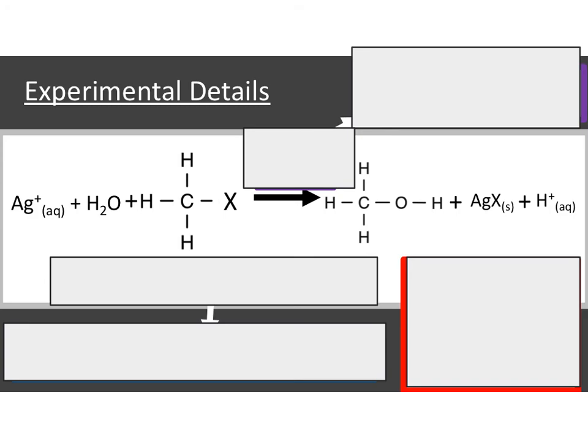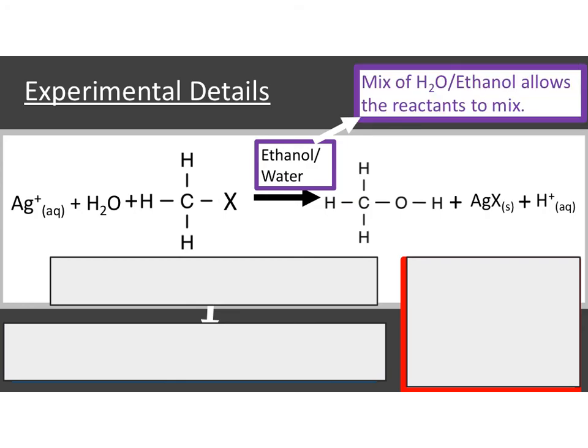So hopefully you managed to come up with a few ideas. Here is how it's actually done in the lab. So first thing is, rather than just using water as a solvent, we actually use a mix of ethanol and water because ethanol mixes really well with water, and halogenoalkanes will dissolve in that mixture as well, as will silver nitrate. So we have success there.